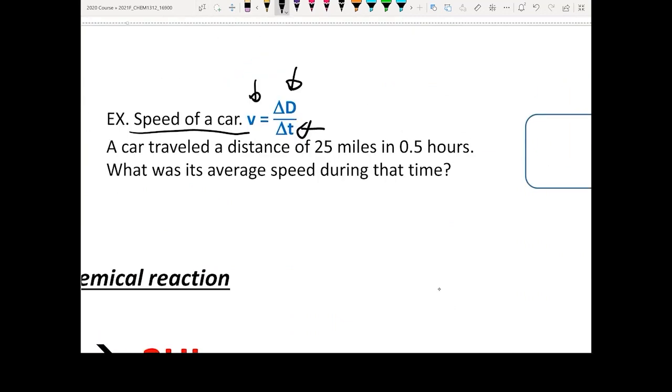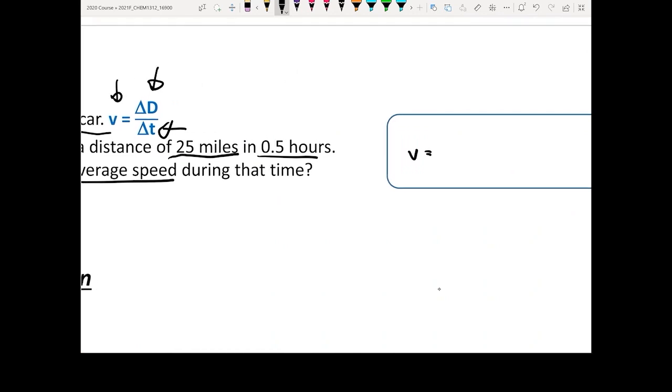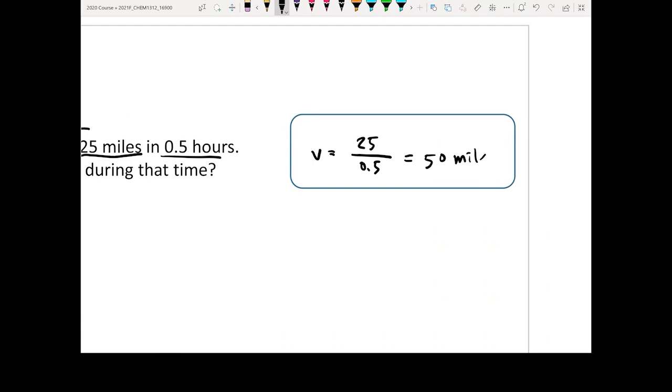If a car travels 25 miles in 0.5 hours, then the average speed will simply be the change of distance, 25 miles, over the time, 0.5 hours, right? So we know the speed is 50 miles per hour.